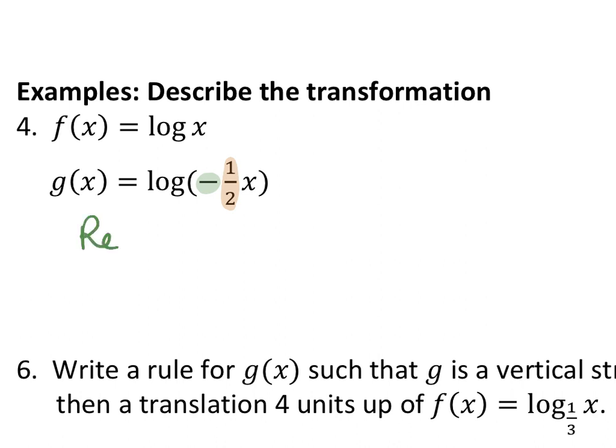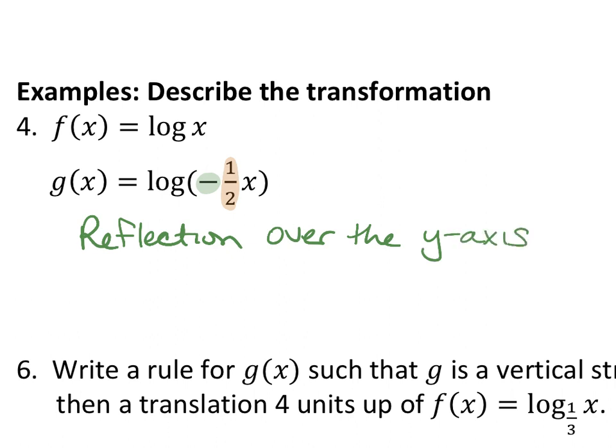It is something horizontal-ish because it is on the inside, but since it's a negative, it's definitely a reflection. It's just over the opposite axis. So not over the x-axis, this one's over the y-axis. Horizontal is inside and opposite, so instead of x, it's y.